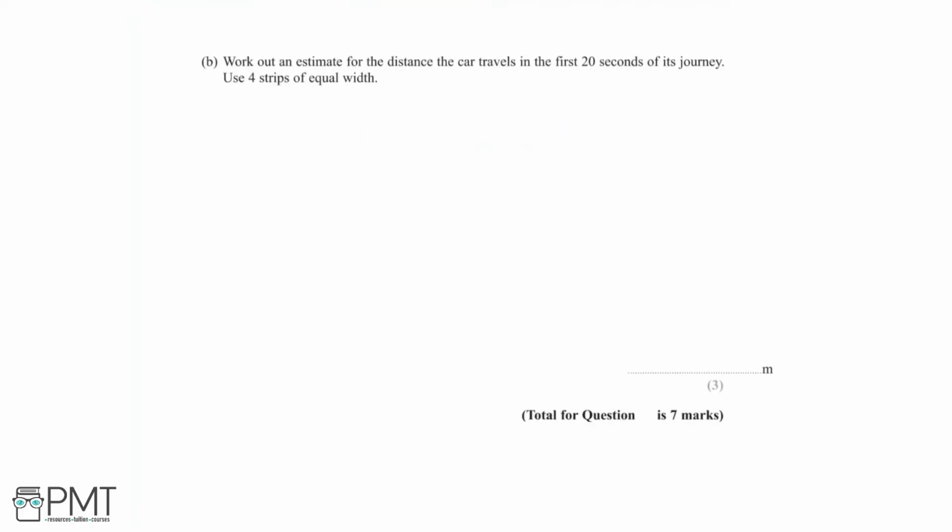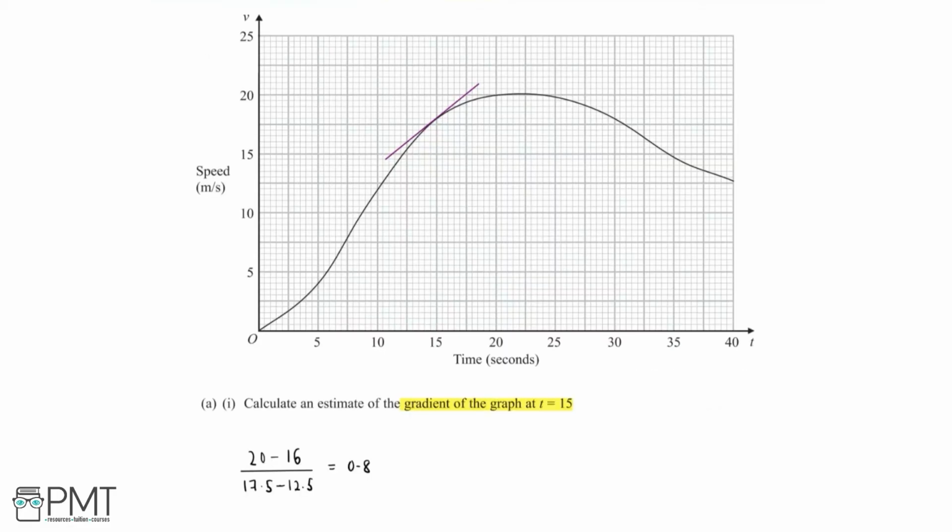Now in part B, we need to work out an estimate for the distance the car travels in the first 20 seconds of its journey, using 4 strips of equal width. Now the distance that the car travels can be found using the area under the graph. Now we want to find the distance in the first 20 seconds of its journey. And now to use 4 strips of equal width, each strip should have a width of 5.